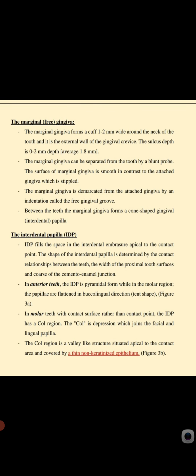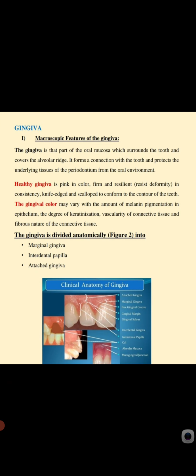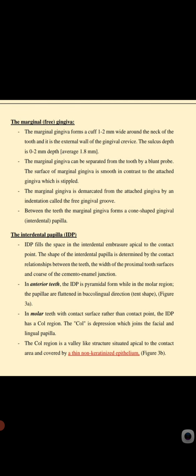In molar teeth there is a contact surface rather than a contact point. In anterior teeth, there is a contact point, thereby it forms a pyramidal shape. But in the molar region, there is a contact surface. The interdental papilla has a col region. The col is a depression which joins the facial and lingual papilla. The col region is a valley-like structure situated apical to the contact area and covered by thin non-keratinized epithelium. Remember, attached gingiva is parakeratinized epithelium, but interdental papilla and free gingiva are non-keratinized.